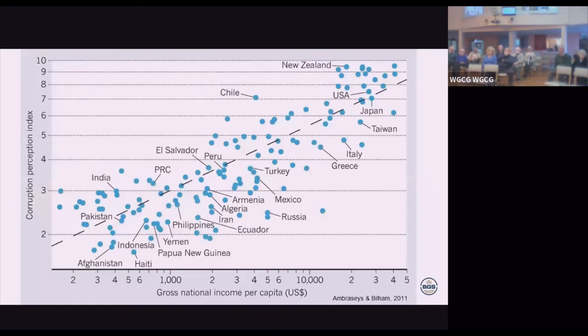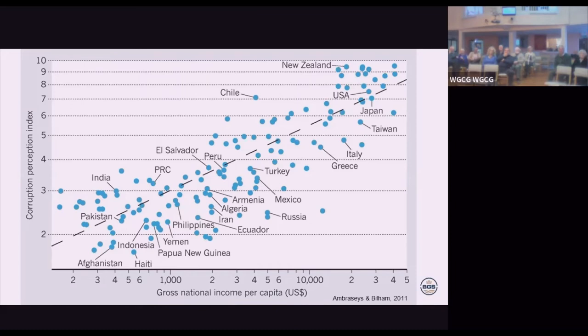And if you plot this, the score on the left is the corruption. In this case, it's a number between 0 and 10, but it's the same idea. And the bottom is the income for that country, the GDP or gross national income. And interestingly, if you put the two together, it makes a straight line. The idea of this graph is that if you fall on the line, you're just as corrupt a country as we expect you to be based on your income. So countries like Japan and the US fall on the line. The UK falls on the line. We're just as corrupt as our model predicts us to be.